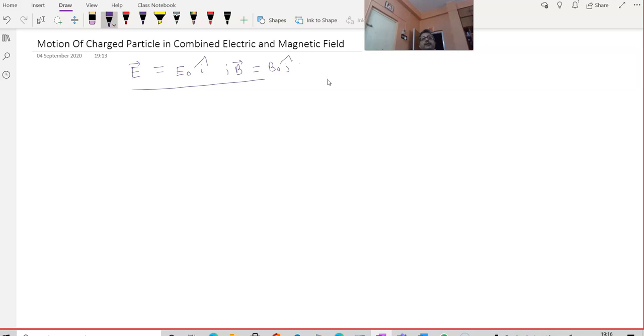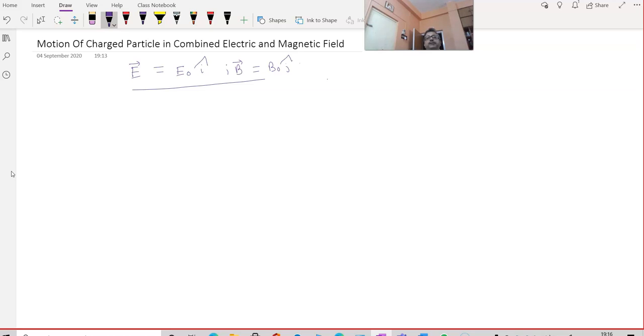Okay. E equal to E0 i and B equal to B0 j given. No initial velocity is given. You have to discuss the motion of the charged particle. Here both the fields are there. They are neither parallel nor coincident. Electric field along x-axis, magnetic field along y-axis exists.